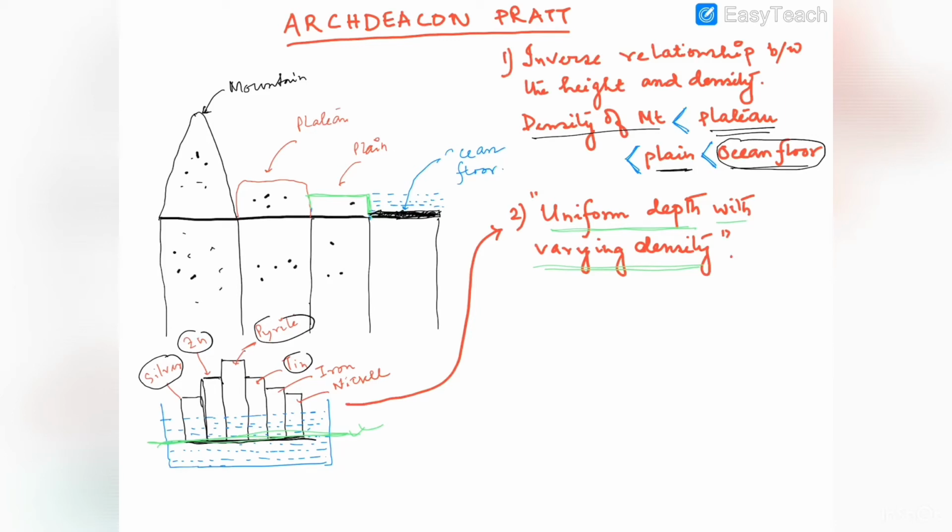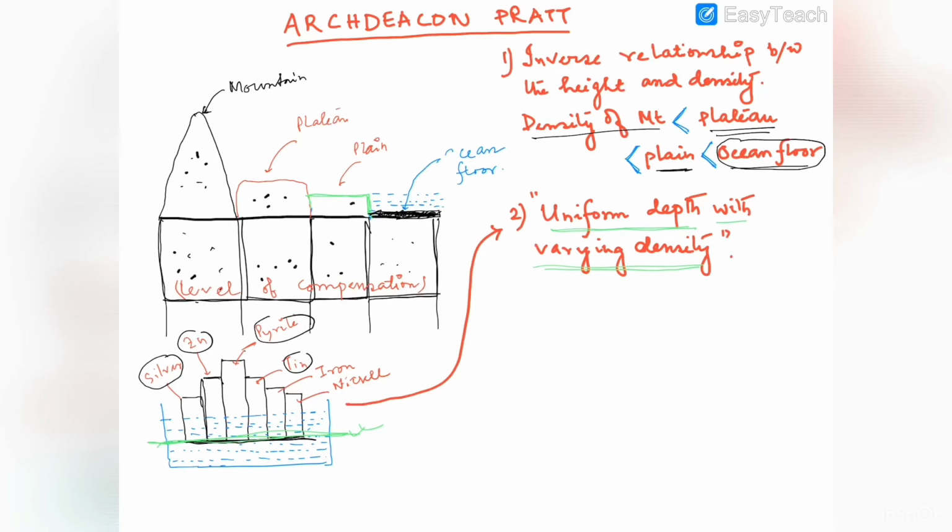Now if we try to attach common sense to it and try to match this with reality, we will see that this is not the case. Here Pratt went wrong. Pratt gave an idea of a level of compensation, that is uniform depth, but it is not true. Actually, the mountains will have deeper roots, the plateau will have smaller roots than the mountain, and the root of the plain will be smaller than the plateau. But what Pratt did, he gave them the same root, and here Pratt went wrong.